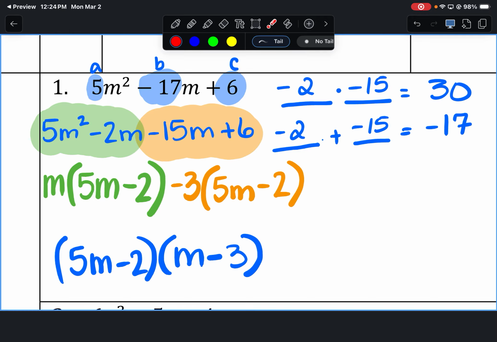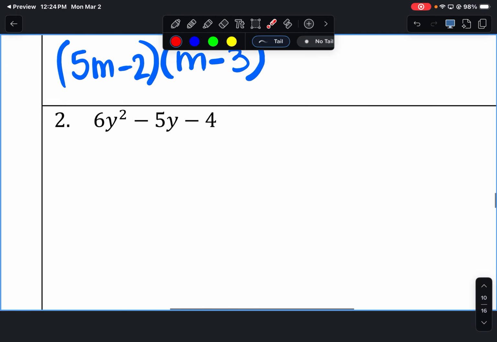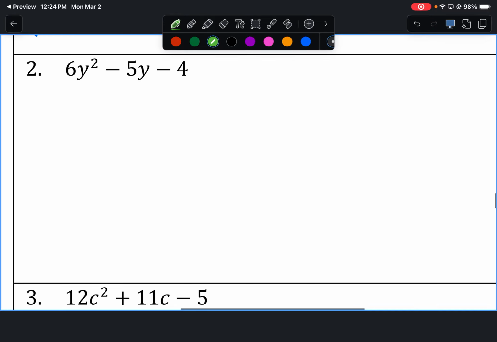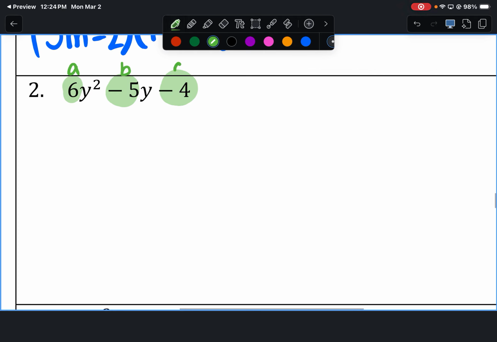Okay, now we're going to look at question 2. We're starting. What is our A term? 6. What is our B term? Negative 5. What is our C term? -4. So we have to figure out what multiplies to give us A times C. What is A times C for this problem? -24.